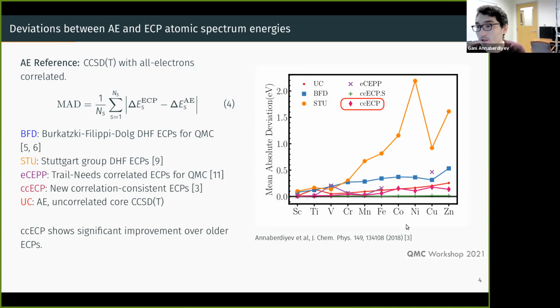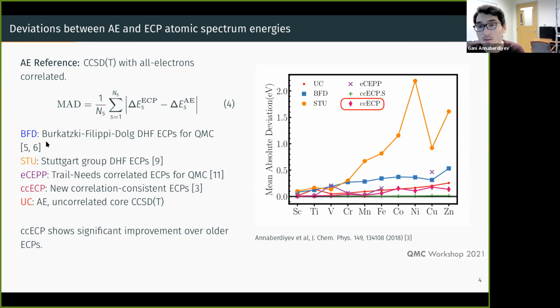If you look at the figure on the right here, these are the mean absolute deviations of 3d transition metals for a variety of core approximations. These are all core approximations where the reference data is all-electron with coupled cluster, all electrons are correlated, and the mean absolute deviation is defined as such for a set of chosen states.